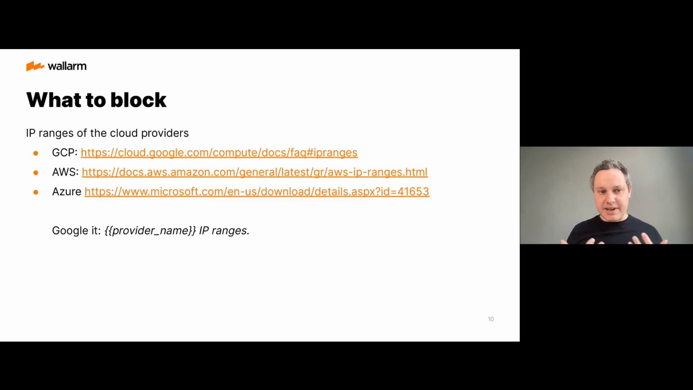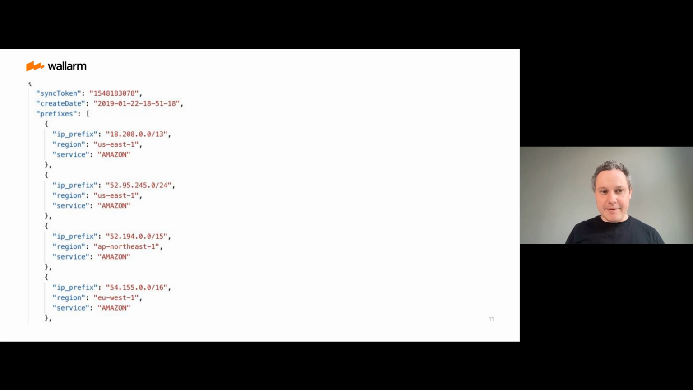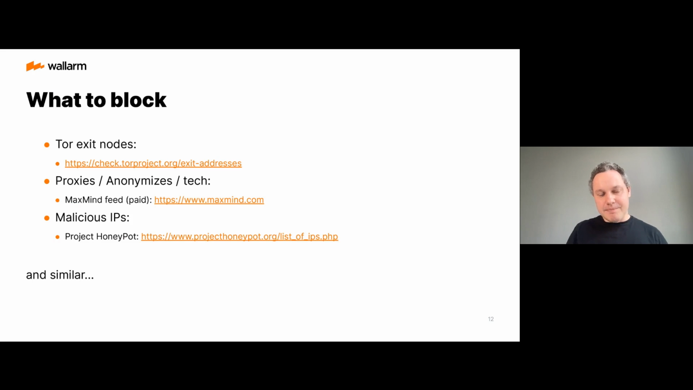You can also block some of the providers. If you know that nobody is actually coming from the data centers, you're not supposed to have requests coming from GCP or Azure or AWS. You can get the IP ranges for those providers and just block them, which is a very easy thing to do. This is just an example of how this data for Amazon looks. It gives you, with an API or a special file, all the data on the IP ranges that they have.